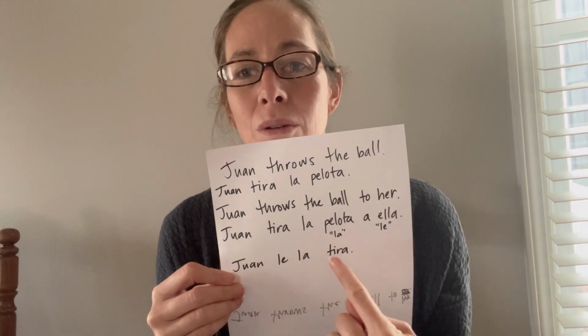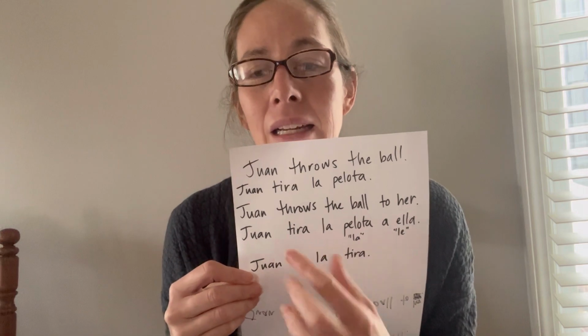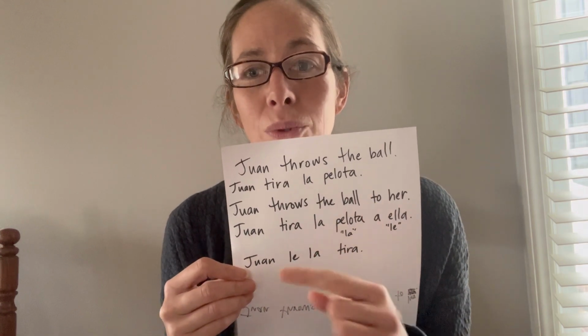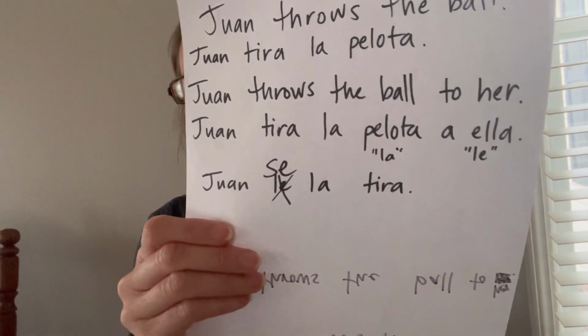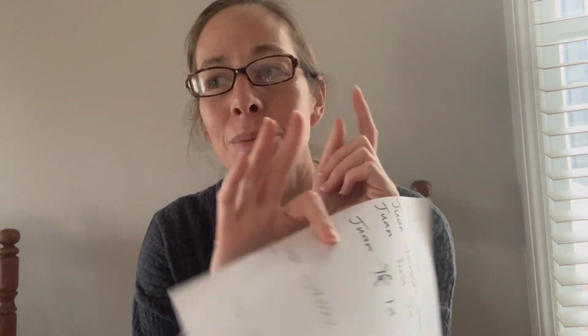Here's where it goes wrong. We cannot ever say le la or le lo or le los, none of that. We can never have an l sound and an l sound next to each other. So this rule, when we use le, a third person indirect object pronoun, and a third person direct object pronoun, we have to make a little change, and that's what your book is talking about. So it takes that le and changes it to se. So Juan se la tira. That is what happens when we use direct and indirect at the same time with third person object pronouns.